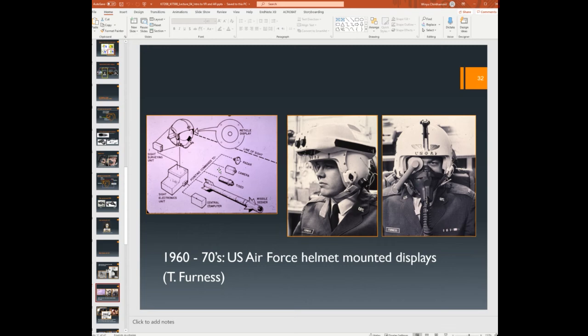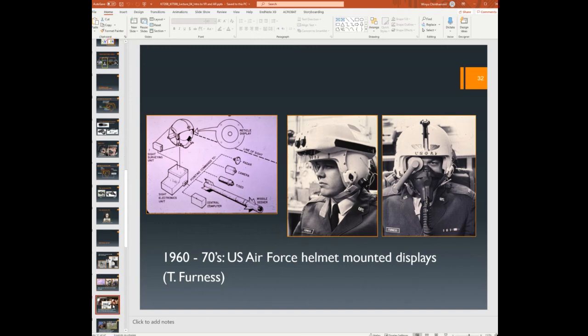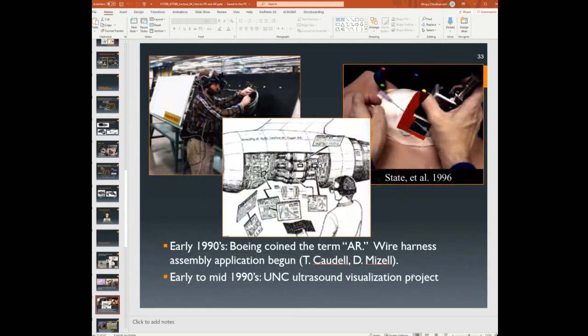This is all about putting information right in front of your view, so that information is tied to where you want to see, and that could be combined, for example, with aiming targets. So this is one of its prototypes. But that's in the 60s.